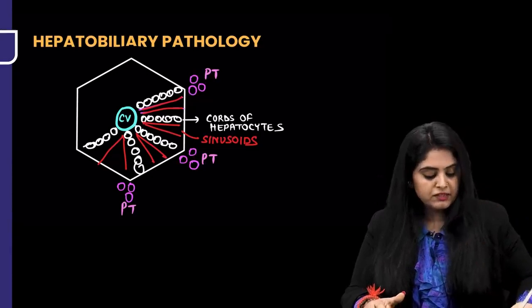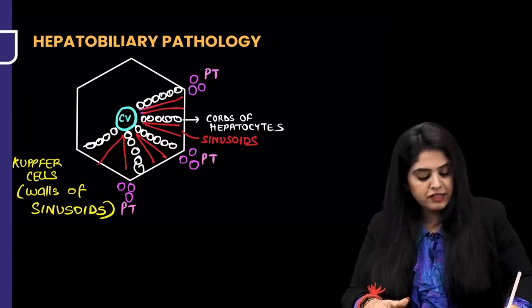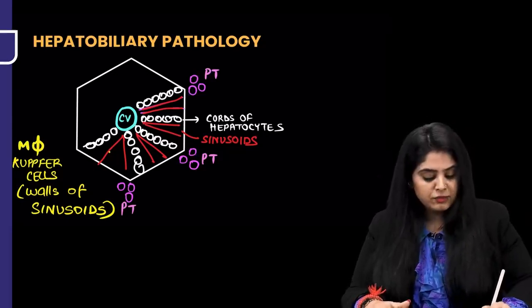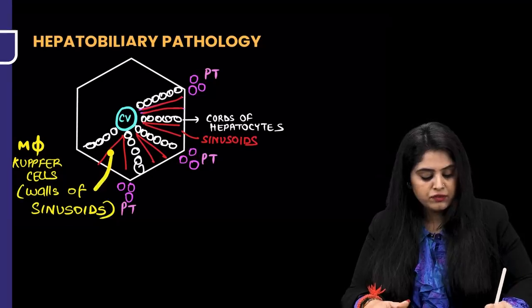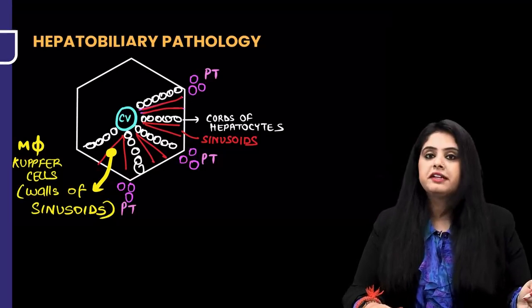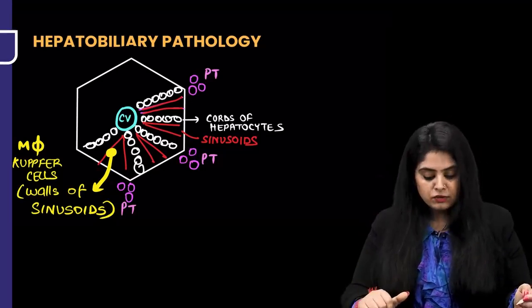So first of all, please note, I am asking you what is Kupffer cells. What is a Kupffer cell? Kupffer cell is the macrophage, right? Macrophage of the liver is known as Kupffer cell. So that is present somewhere here in the wall of the sinusoids. Kupffer cells are present in the walls of the sinusoids. That's the location of the macrophage, sorted. Now I want to ask you the next question.